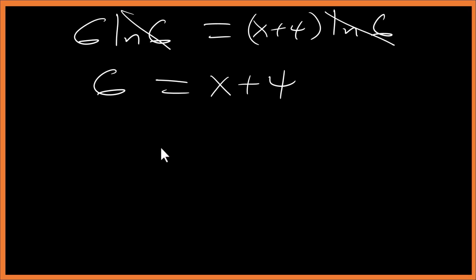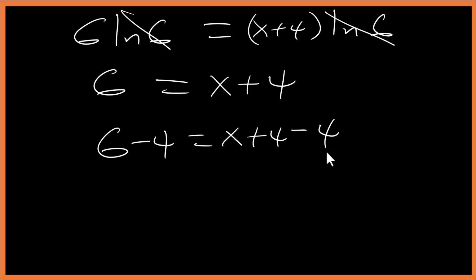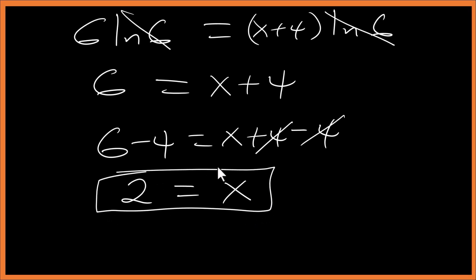So let's subtract 4 from both sides. 6 minus 4, x plus 4 minus 4. So we have this canceling that. So we have 6 minus 4, which is 2, equals x. Okay, is x the only solution? No, we can have many solutions here, but it will be difficult. So the only real solution here is x equals 2.